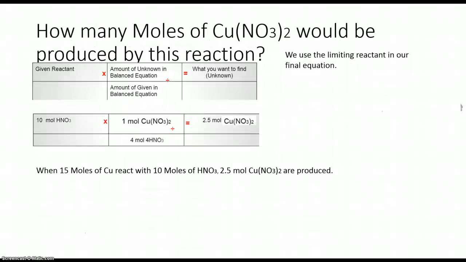Now, how many moles of Cu(NO3)2 would be produced by this reaction? To find out, we need to take the limiting reactant and multiply it by the unknown, or what we're trying to find, and then divide it by the amount of the given reactant. So it'll be 10 times 1 divided by 4, and that tells us when 15 moles of copper react with 10 moles of nitric acid, 2.5 moles of Cu(NO3)2 are produced.